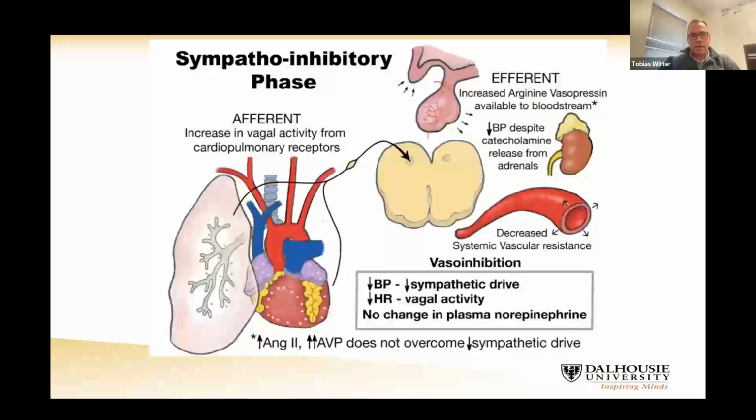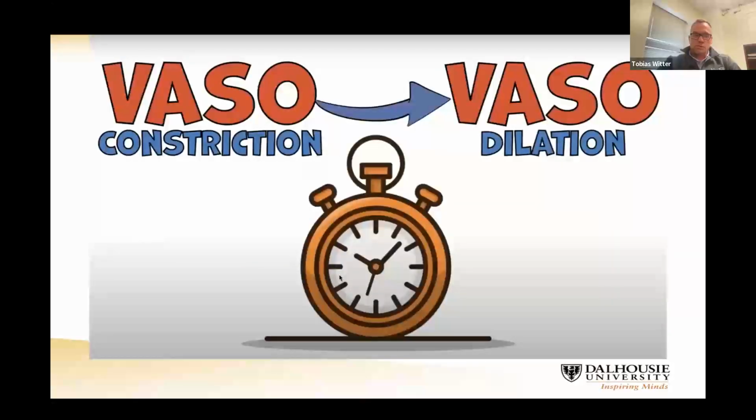but it doesn't overcome the decrease in sympathetic drive and catecholamine release. So what that means is that from the initial vasoconstriction that we see in our blood vessels, we slowly move to vasodilation over time, and that is suboptimal.